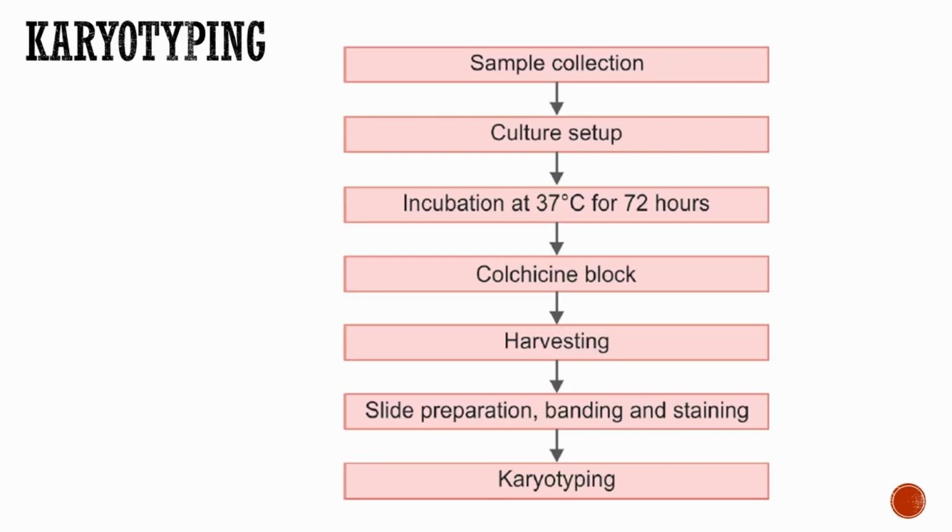What is karyotyping? In karyotyping, we use the method of sample collection. We do the culture and then we incubate it at 37 degrees centigrade for 3 days. We use the colchicine block to arrest the division in the metaphase. Harvesting of the chromosomes is done. After the slide preparation, banding of the chromosomes is done, and then staining methods are used, followed by the karyotyping and arrangement of the chromosomes in a specific pattern.